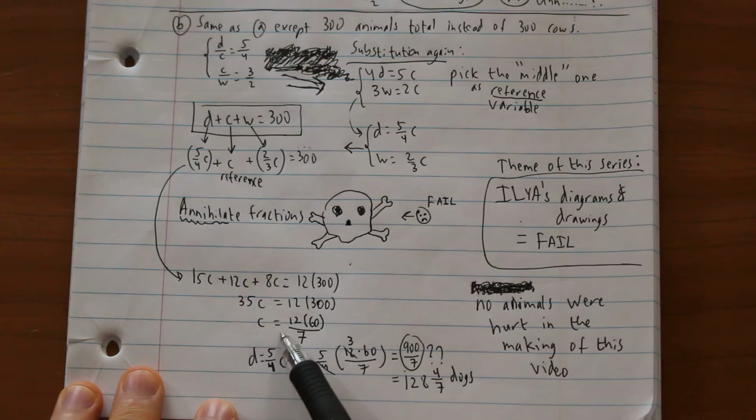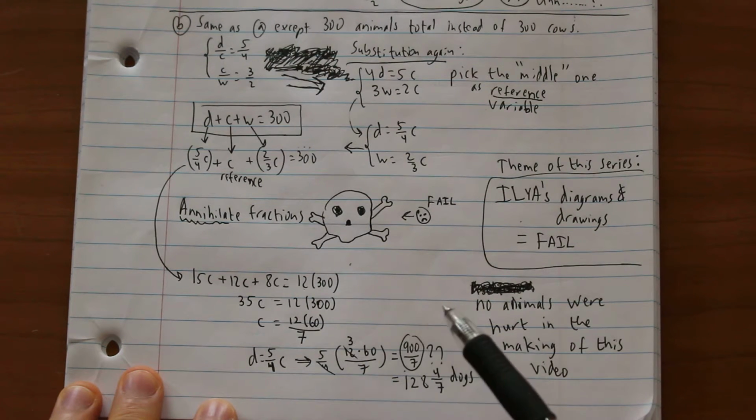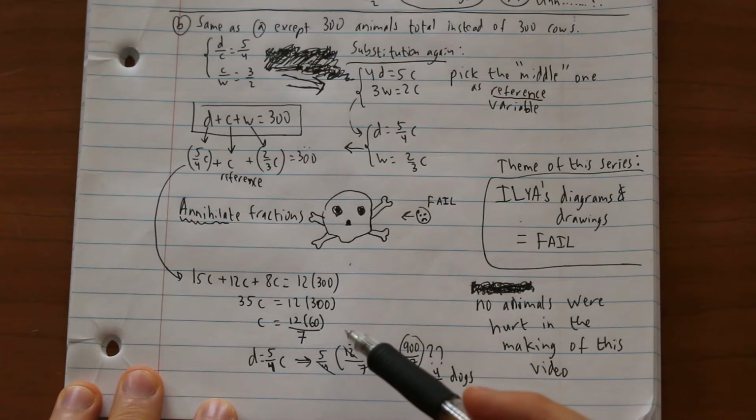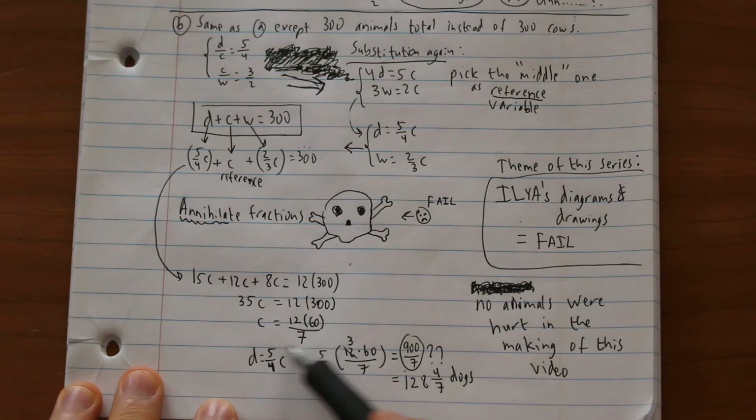So C is going to be 12 times 60 over 7. Take a look. The 35 just simplified with the 300. We divided both by 5. That's why this turned into a 7, and that turned into a 60. So we moved it over, and we simplified it. That's where we get this. And you could multiply this out, but C is 12 times 60 over 7. I'm just going to leave it as that.